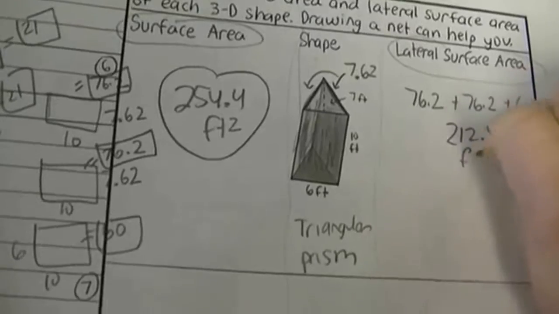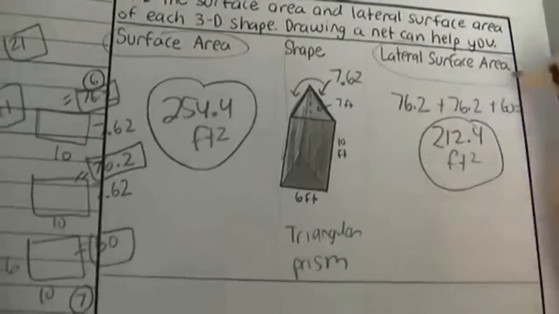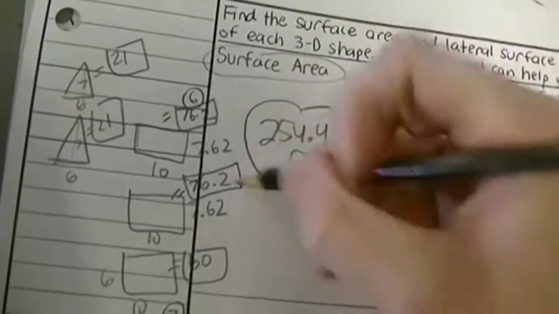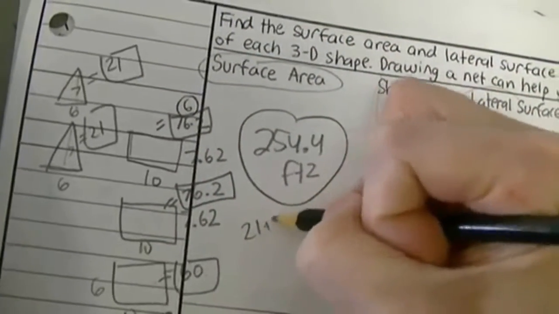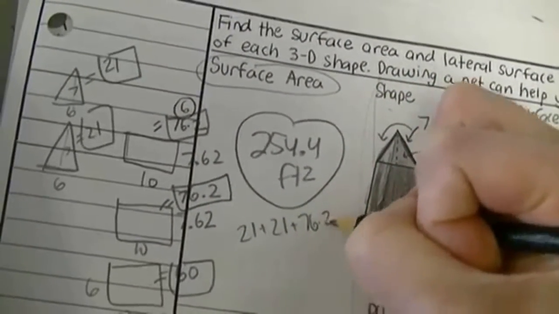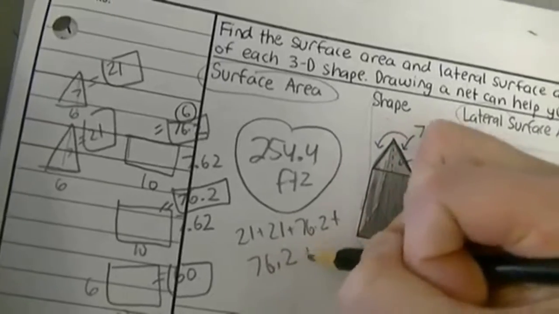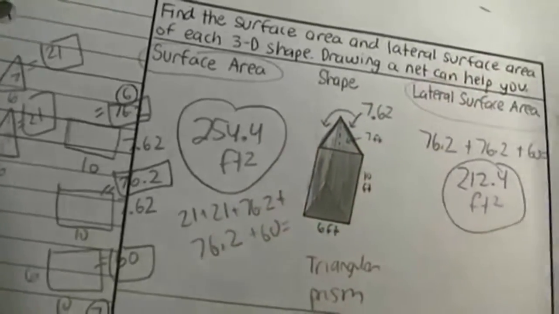That way, if I made a mistake, you can identify where I made a mistake. So to get this one, I had added 21 plus 21 plus 76.2 plus 76.2 plus 60 to get that.